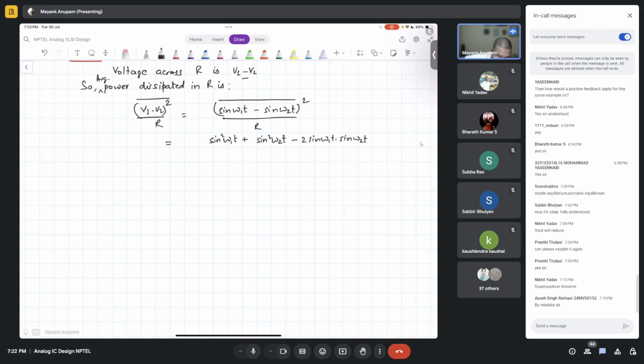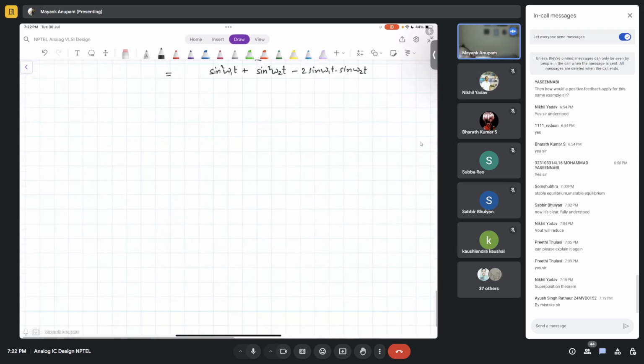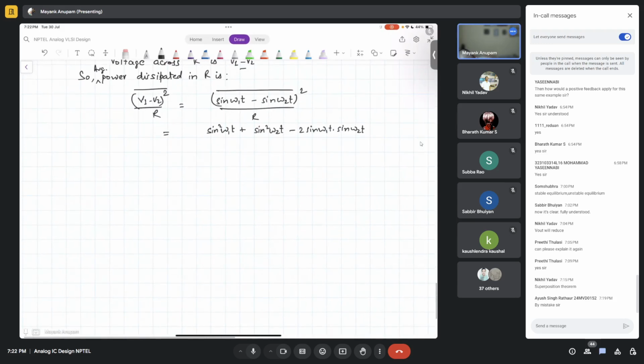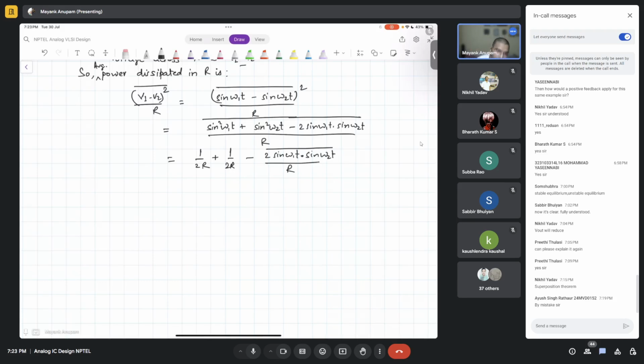Yes, good. And the whole thing, you want to take the average of the whole thing and then divide it by R. The first average we already saw, 1 over 2R. The second average is 1 over 2R. So what is the average of this guy?